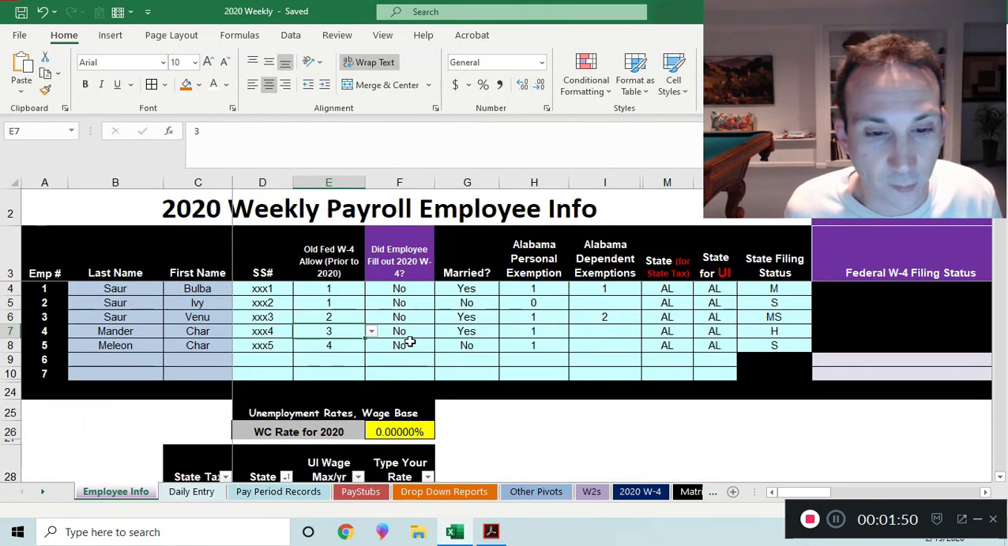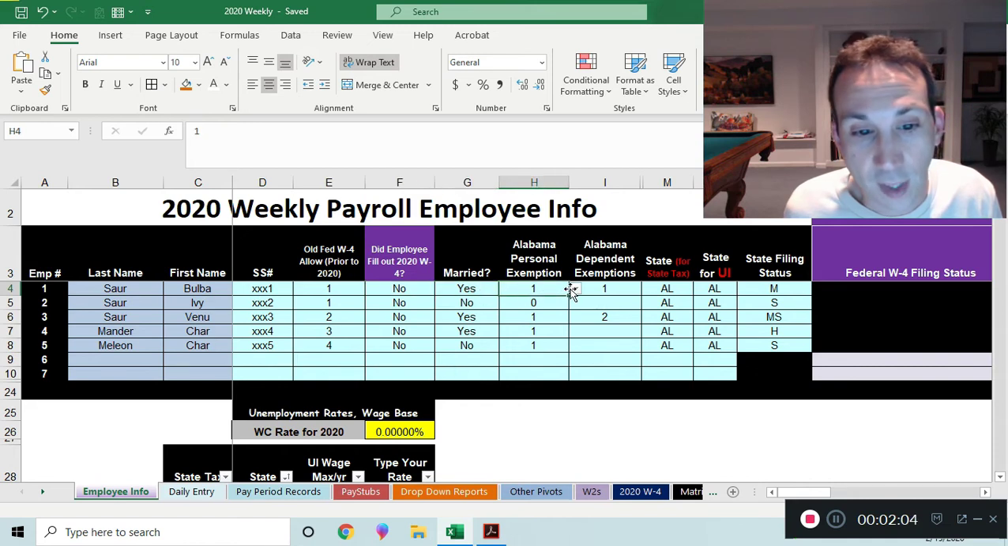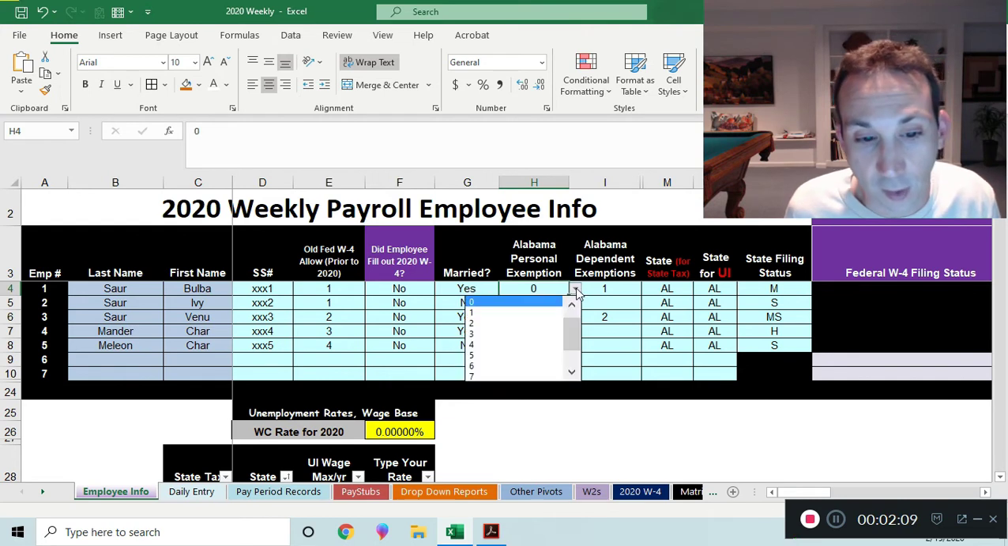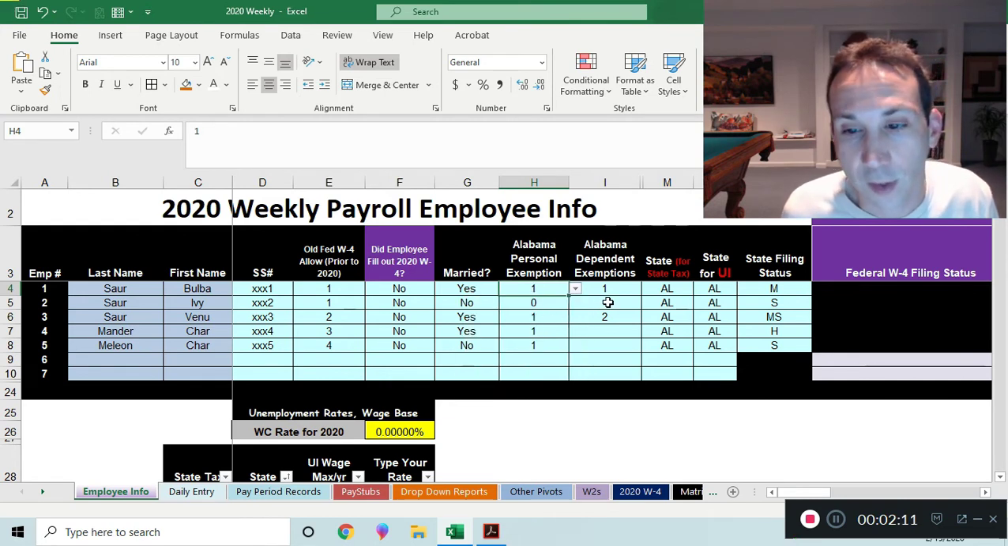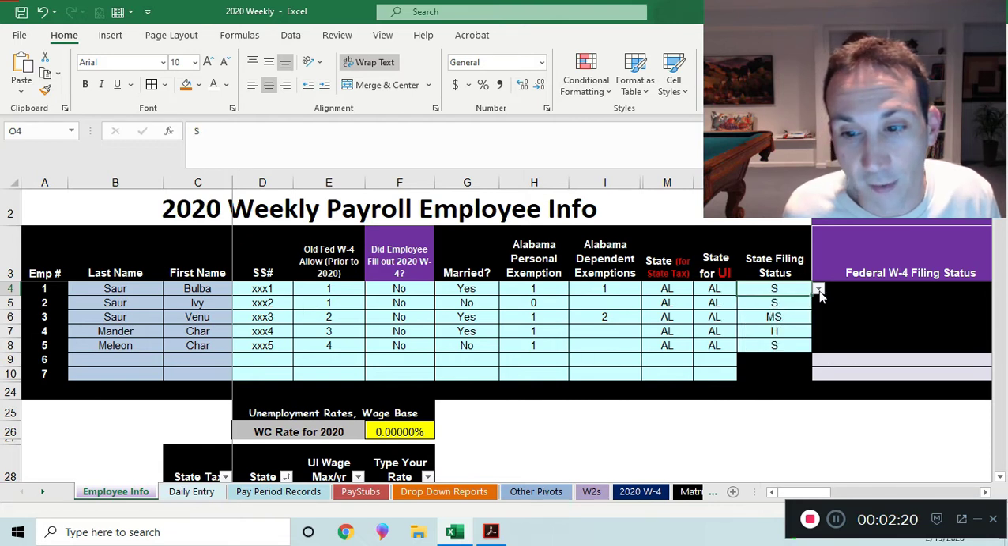This is the employee info master sheet where it's got the employee info. How many federal withholdings do they have? Did they fill out a 2020 W-4 or not? Yes or no? Are they married? Yes or no? Alabama personal exemption: that was the question we just looked at. Are they a 0 or a 1? Are they going to use their own personal exemption? And also, what is their filing status? Are they M, MS, S, or H, which is single, married, married filing separately, or head of household?